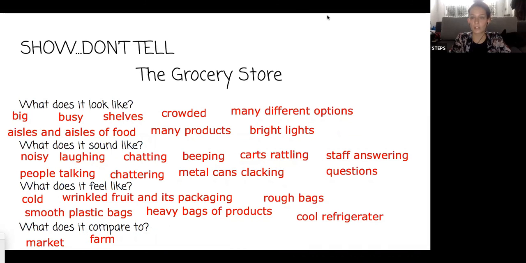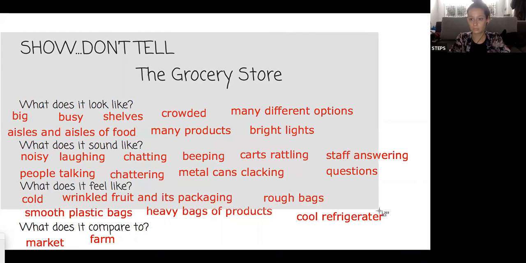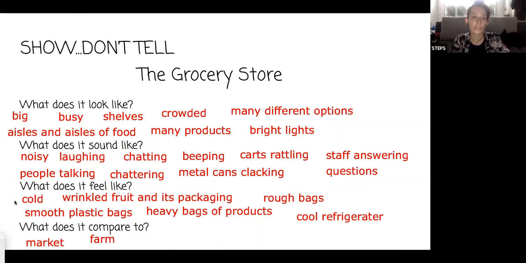So now we've done all this description for a grocery store without telling what it is. Do you think if someone read all of these descriptions, big, busy, shelves crowded, different options, aisles and aisles of food, bright lights, noisy, laughing, chatting, beeping, carts rattling, staff answering questions, metal cans clacking, cold, wrinkled fruit and its packaging, rough bags, heavy bags of products, cool refrigerator, smooth plastic bags, market, farm. Would someone know what we're talking about?